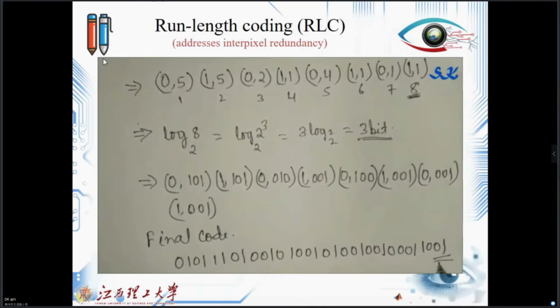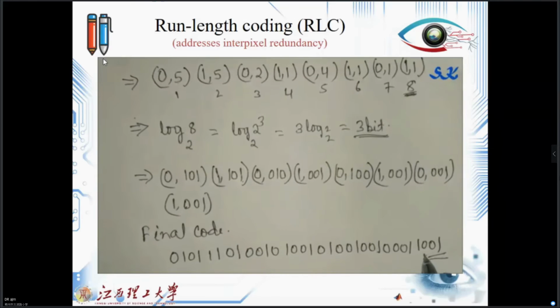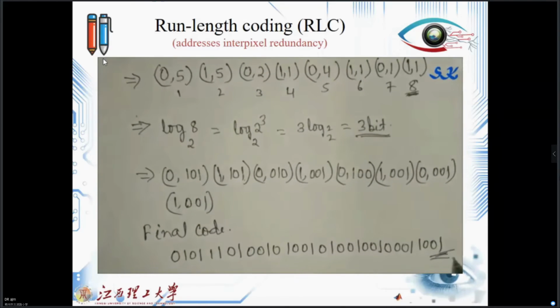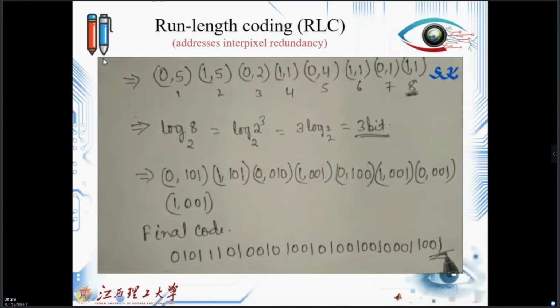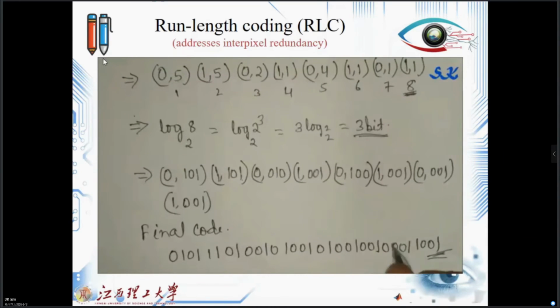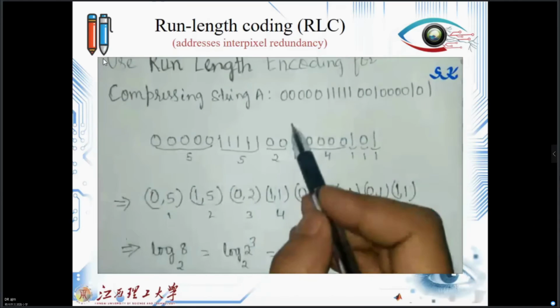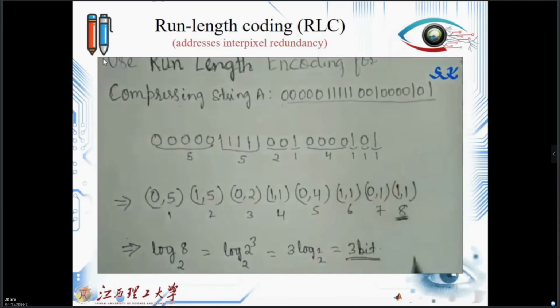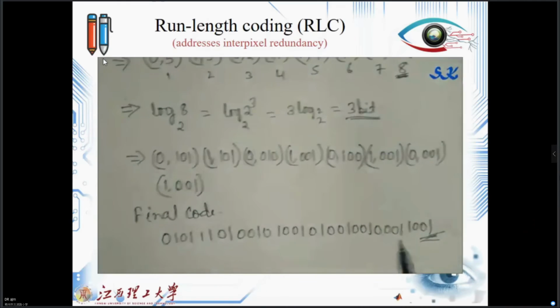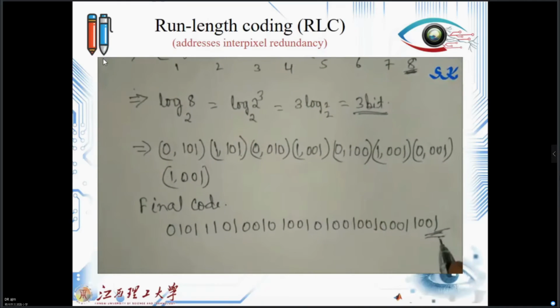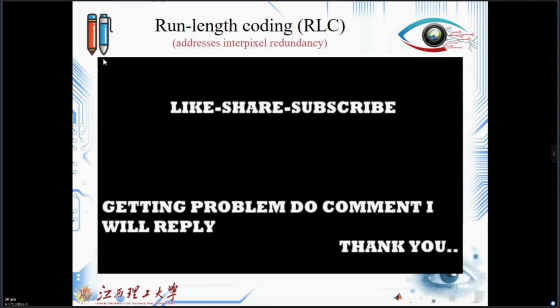This is the final code that is generated with the method of RLC, or address interpixel redundancy. And you will see the main string that we have, and this is coded with this part. Okay.